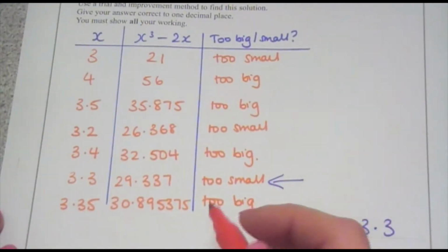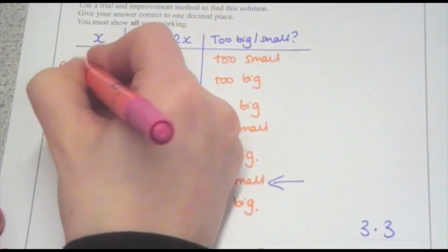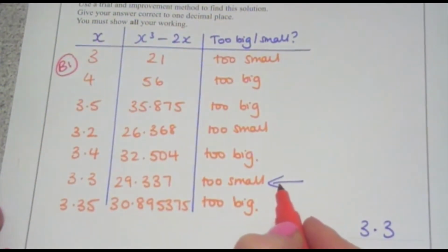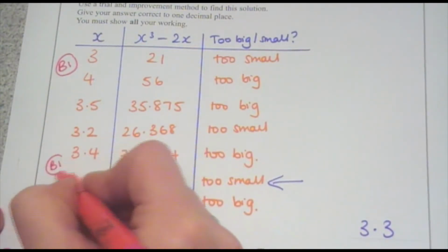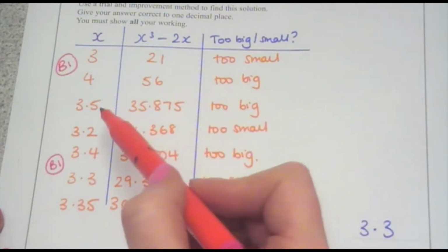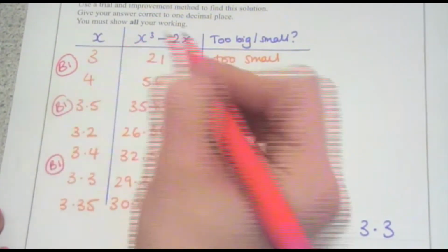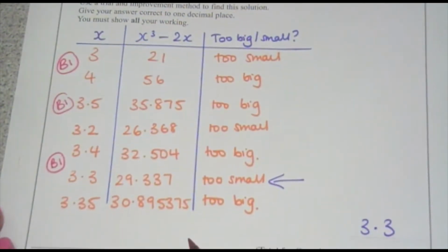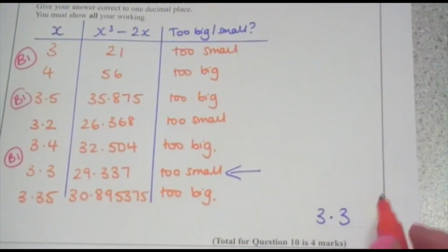Okay, for the marks, then, I would get 1 mark for doing a trial between 3 and 4. I would get another mark for doing a trial between 3.3 and 3.4. And my other mark is for seeing if I've done a different trial outside of 3.3 and 3.4, which I've done 3.5. Okay? My 4th and final mark is for my answer of 3.3.